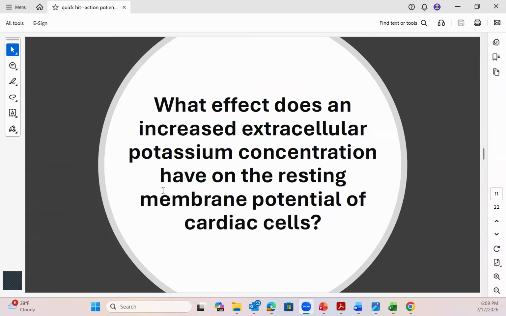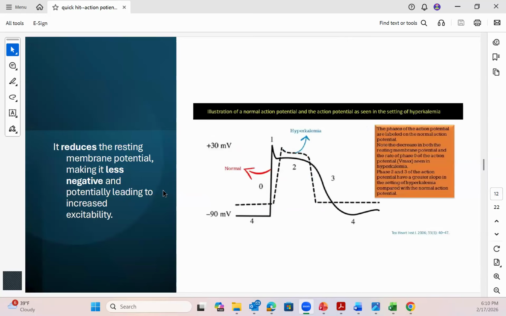Okay. What effect does increasing extracellular potassium concentration have on the resting membrane potential? Super important for hyperkalemia. So think about what effect an increased extracellular potassium has on the resting membrane potential. Okay. It reduces the resting membrane potential, making it less negative, leading to increased excitability, right? So that's why anybody with a really high potassium can potentially have increased excitability, and that leads to further dysrhythmias.